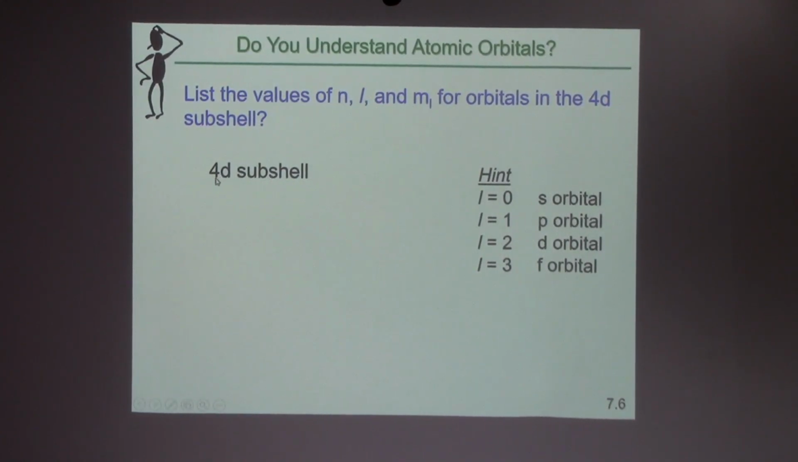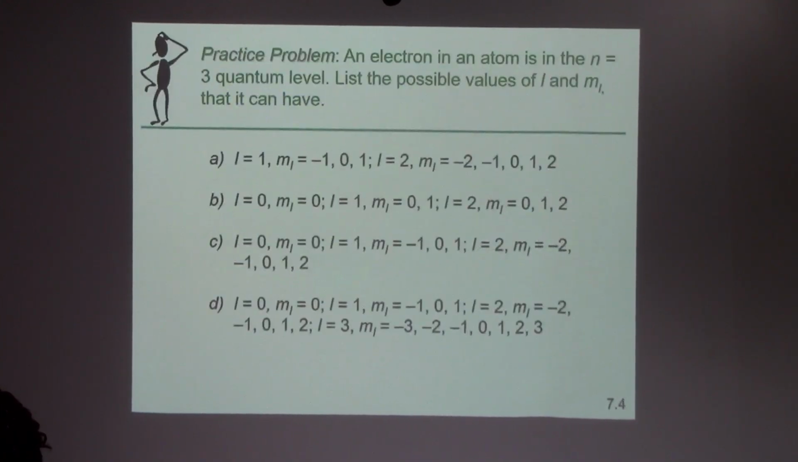So now we have the 4d subshell, meaning that n equals 4. And what is the value of l? The value of l is 2, because we have a d orbital, right? So what are the possible values of ml? We can go from -2, -1, 0, +1, +2.